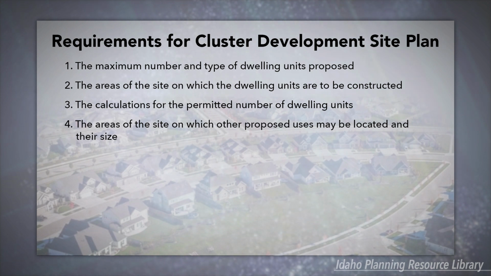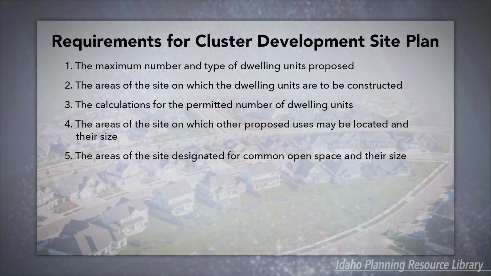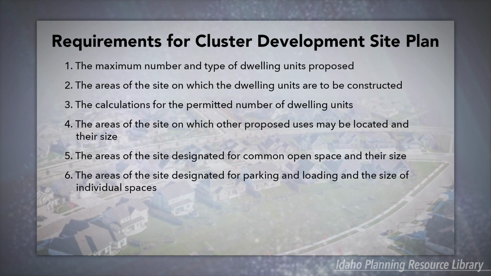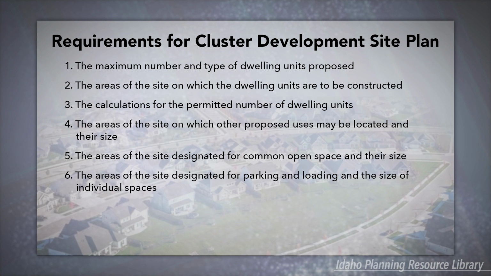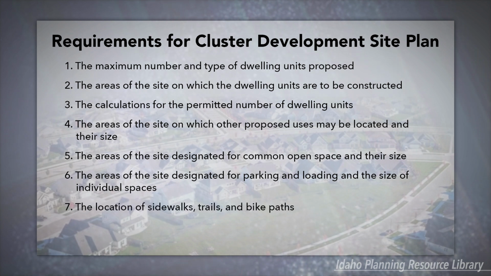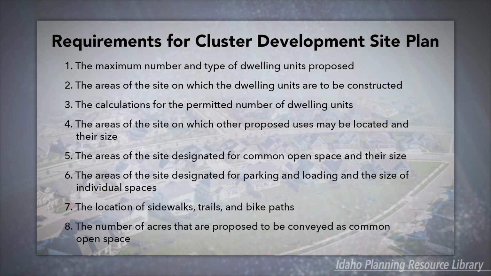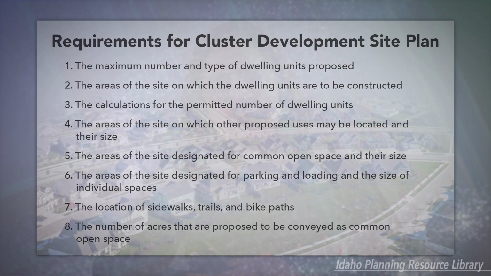the areas of the site on which other proposed uses may be located and their size, the areas of the site designated for common open space and their size, the areas of the site designated for parking and loading and the size of individual spaces, the location of sidewalks, trails, and bike paths, the number of acres that are proposed to be conveyed as common open space. Any ordinance establishing cluster development should include the criteria in which the project will be reviewed.